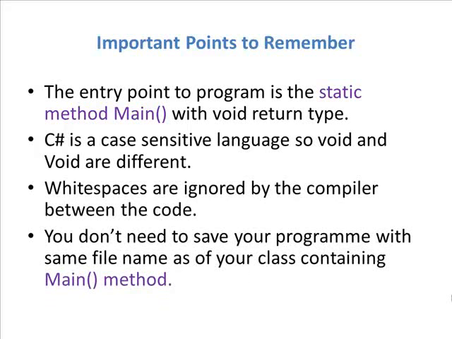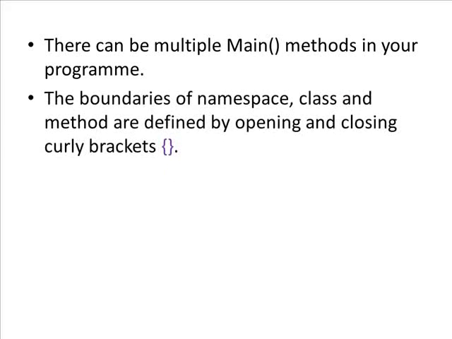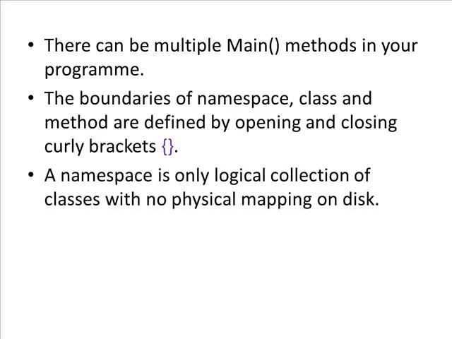You don't need to save your program with the same file name as your class containing the Main method. There can be multiple Main methods in your program. The boundaries of namespace, class, and method are defined by opening and closing curly braces. A namespace is only a logical collection of classes with no physical mapping on disk.